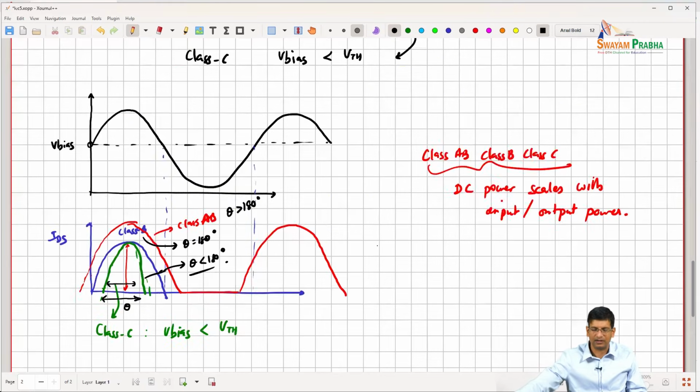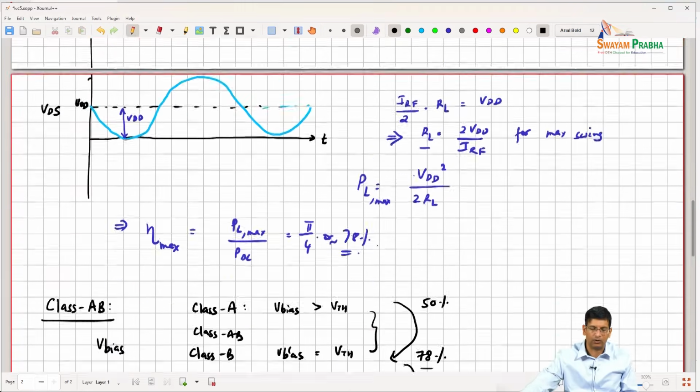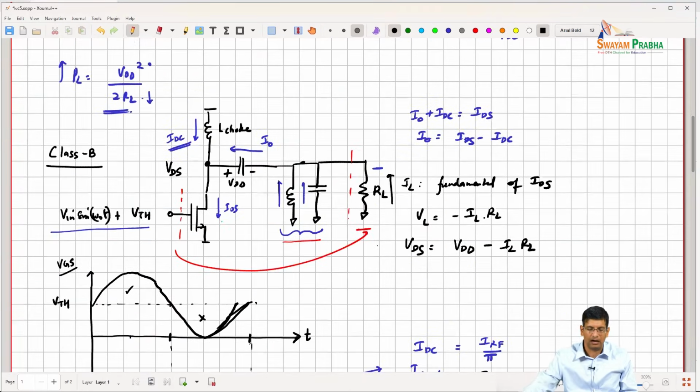classes of operation. We will not discuss other classes of operation in this, both due to limited time, but also the fact that these other classes are not that prevalent in commercial millimeter wave PA design. There is a lot of research PA design where people have demonstrated class E, class F amplifiers at millimeter wave. In all of those cases, basically what you're trying to do is harmonic shaping.